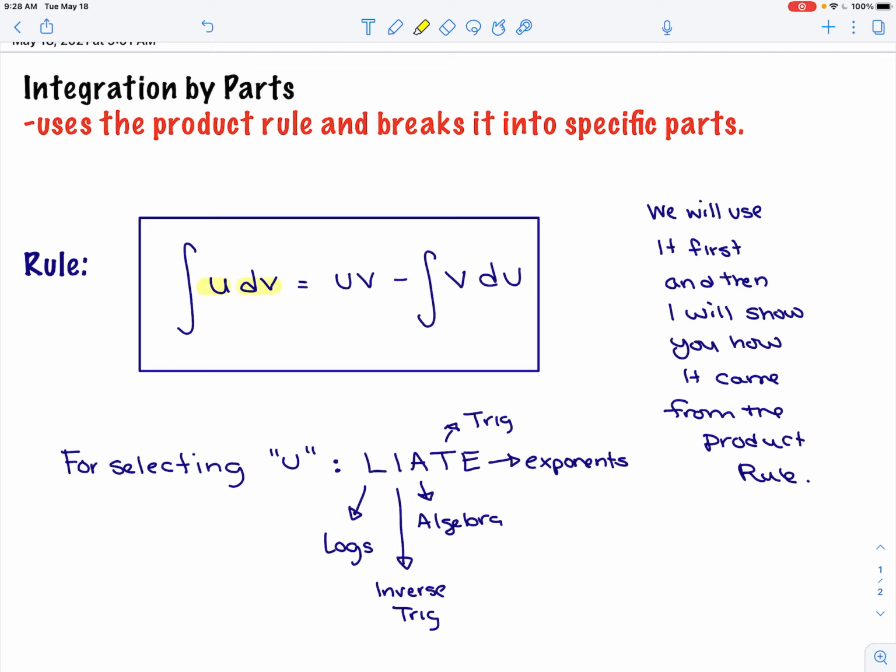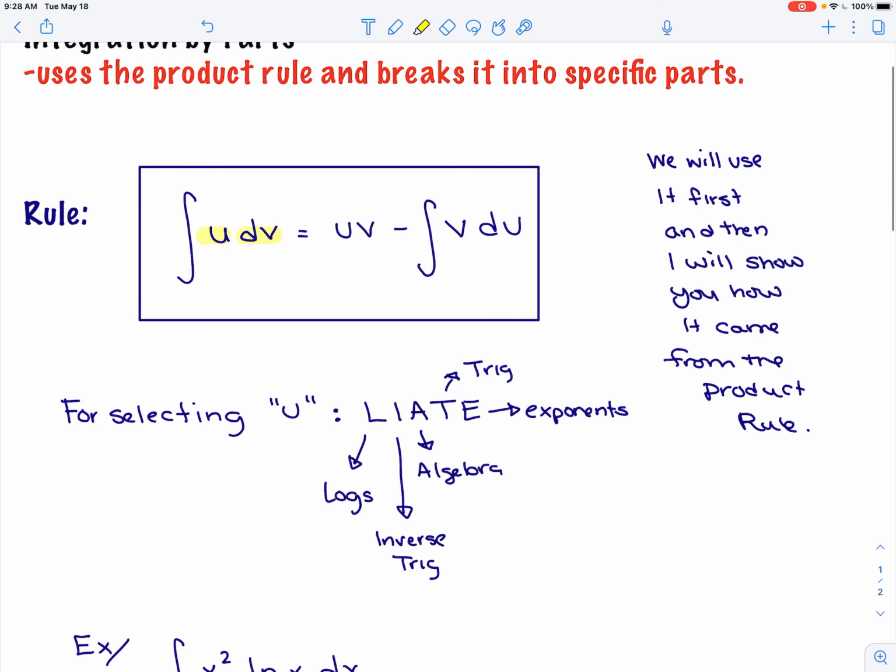You're going to break it into the u, and the rest of it is going to be the dv. For selecting the u, you're going to use this little mnemonic, LIATE, and it stands for logs, inverse trig, algebra, which is going to be like a polynomial, like x squared, x cubed, trig, and then exponents. The first thing that you come to, that's what you're going to pick as your u. So if there's a log in the question, it's your u. If there's no log, you just move on down the list.